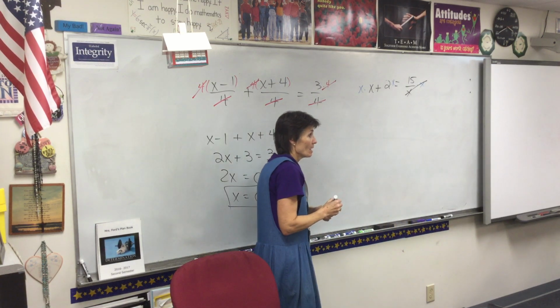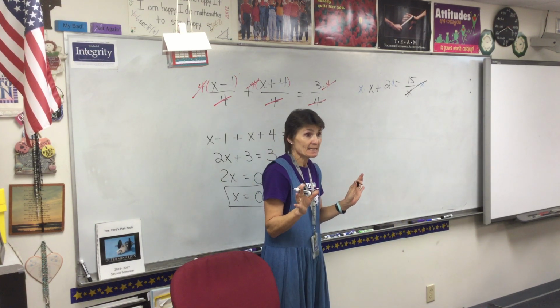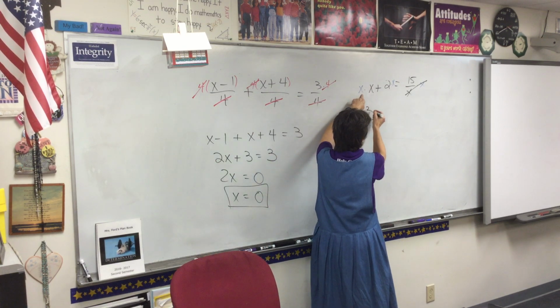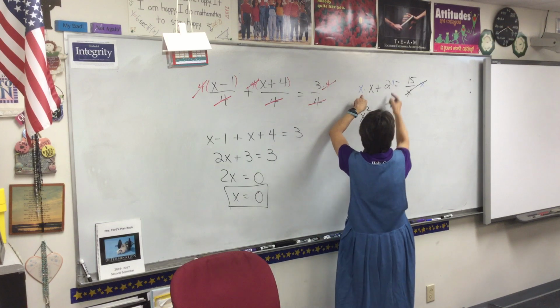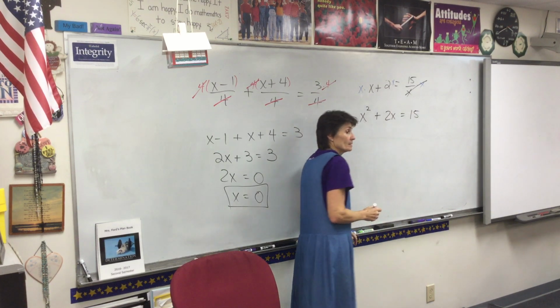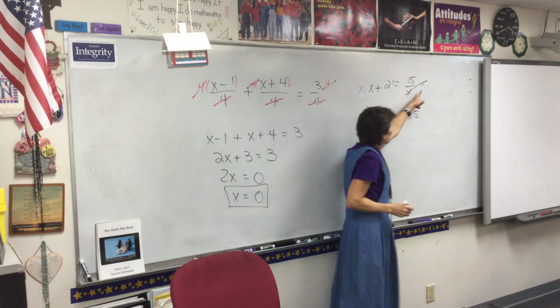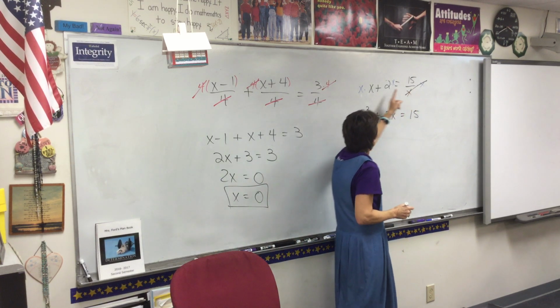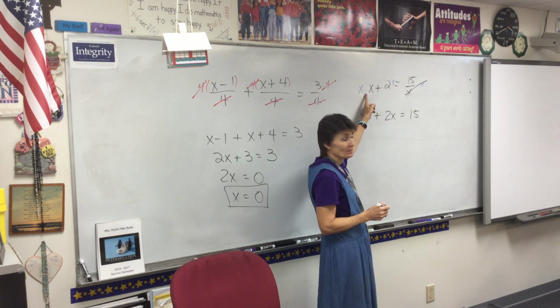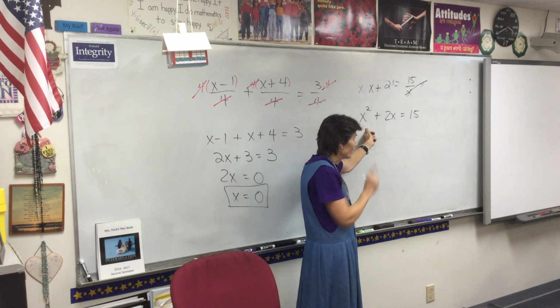X squared plus 2x minus 15. But it doesn't cancel anything else. So I am left with x squared plus 2x equals 15 plus 5x minus 3. Because that x canceled, but these didn't because there weren't any denominators. Do you see that? Now, what do I do with that?